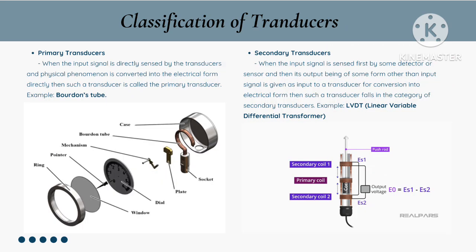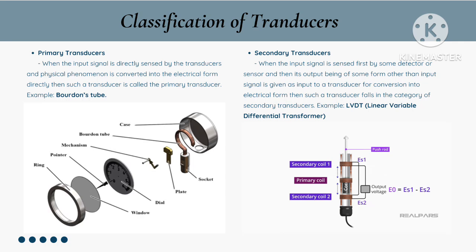Next, we have primary transducers. When the input signal is directly sensed by the transducer and the physical phenomenon is converted into the electrical form directly, then such a transducer is called the primary transducer. So a primary transducer is a device that directly senses a physical quantity and converts it into an electrical signal or mechanical movement without needing any intermediary stages.